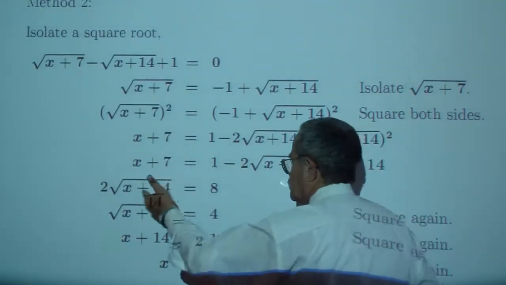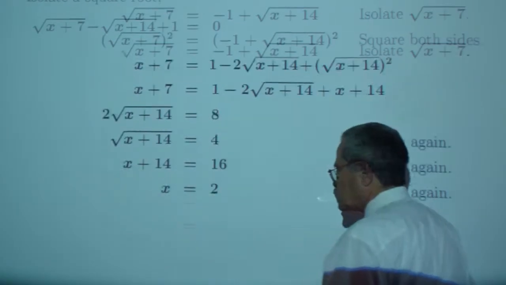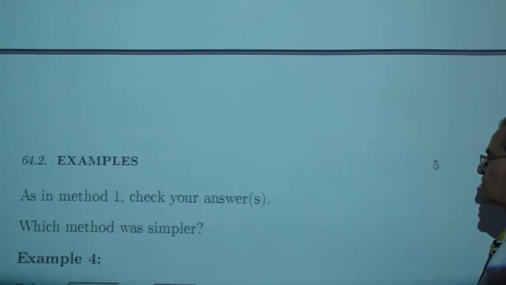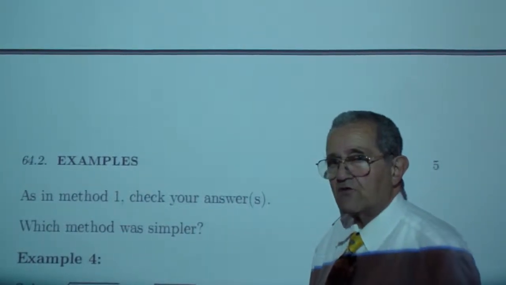Clean it up, you have the square root, which is 8, divide by 4, square both sides. X is 2 also. And again, we check the answer. Well, we've done it before, so which method was simpler? Isolating the square root, right?